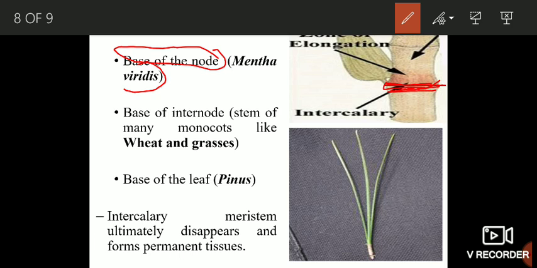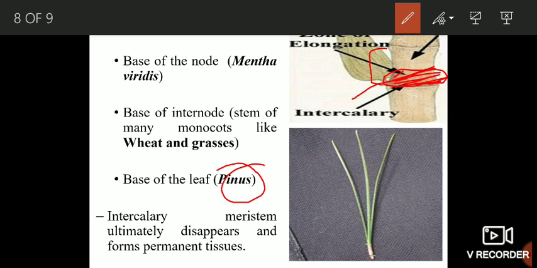Okay, in some other plants, for example wheat and grasses, the intercalary meristem is present at the base of the internode. Here this is the base of the internode, which is slightly red in color. Okay, this whole region is the internode, and the meristematic cells are present at the base of this internode. And in other plants, for example Pinus, the intercalary meristem is present at the base of the leaves. Okay, or you can say at the base of these needles.